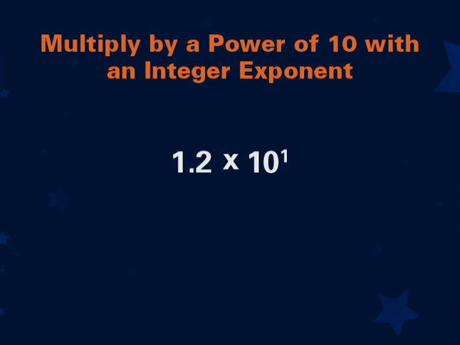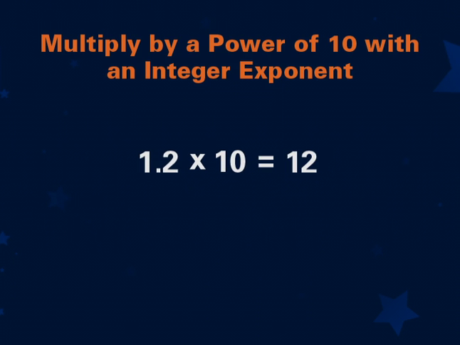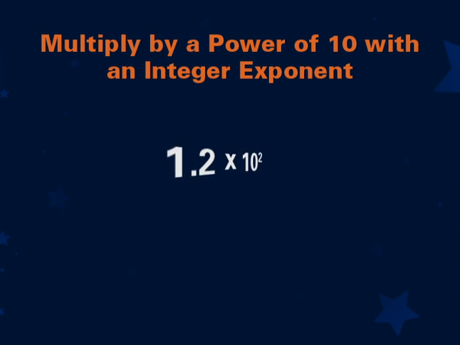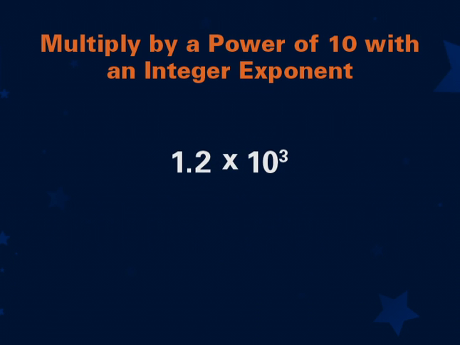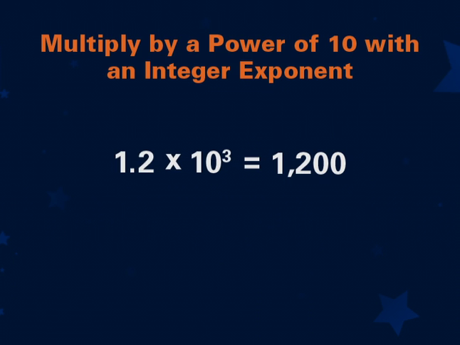What is 1 2/10 times 10 to the 1st power? That's the same as 1 2/10 times 10. To multiply by 10, move the decimal point 1 place to the right. The answer is 12. What is 1 2/10 times 10 to the 2nd power? 10 to the 2nd power is 100. 100 times 1 2/10 is 120. And 1 2/10 times 10 to the 3rd power equals 1,200.